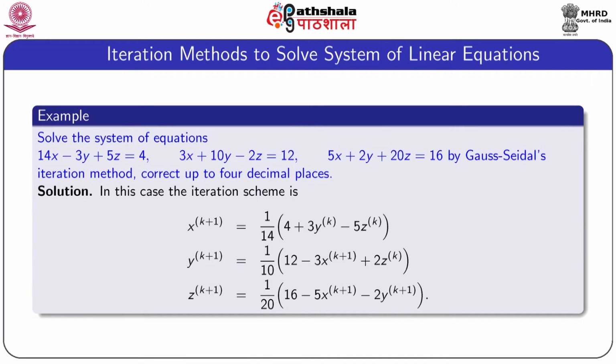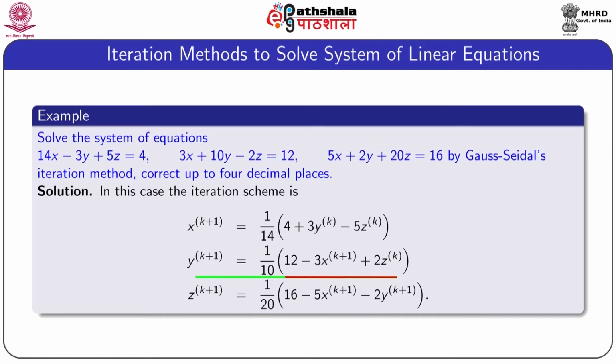In this case, the iteration scheme is this one. The first iteration scheme, that means the value of x at the (k+1)th iteration, can be obtained from the expression 1/14 into (4 + 3yk - 5zk). This is evaluated from the first equation, and from the second equation we get the value of y at the (k+1)th iteration.